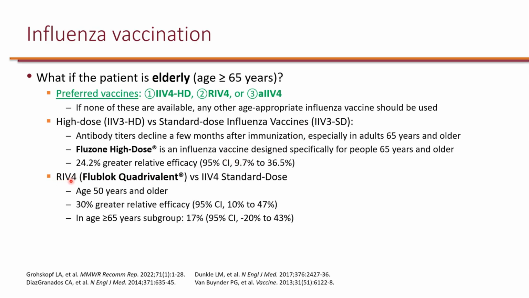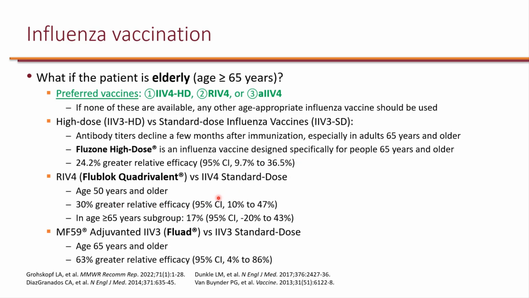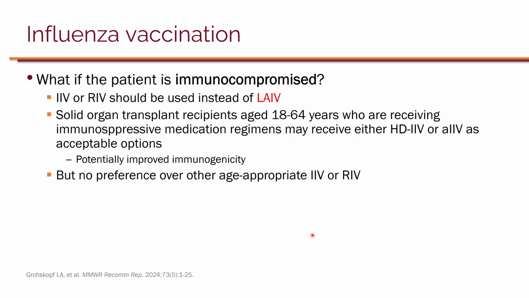And when it comes to recombinant compared to the standard dose, again, recombinant has slightly higher dose in it. So in elderly, they also saw higher efficacy, so about 30% greater relative efficacy compared to the standard dose. And of course, the adjuvanted Fluad uses MF59 as an adjuvant to increase immunogenicity, which showed about 63% greater relative efficacy. Now, for the 2024-25 season, there are new recommendations for immunocompromised patients.